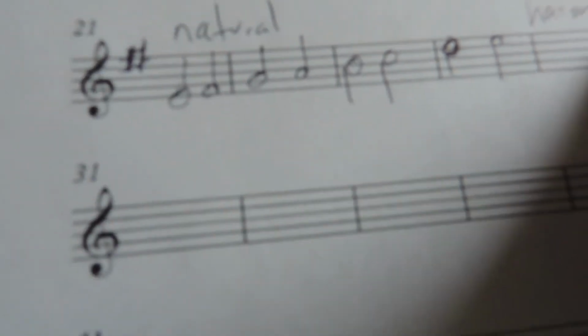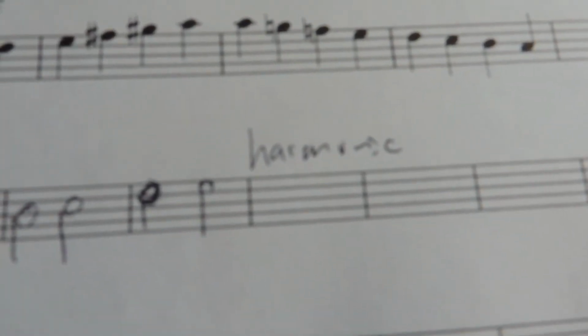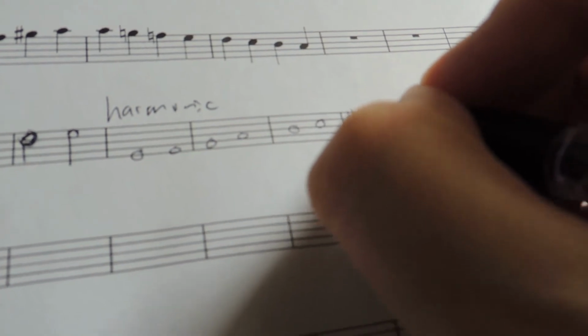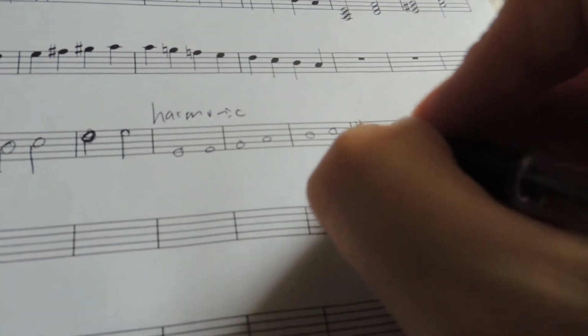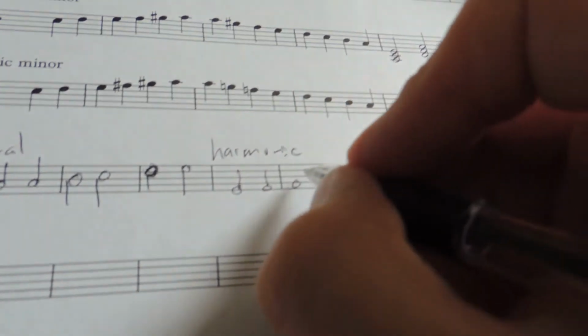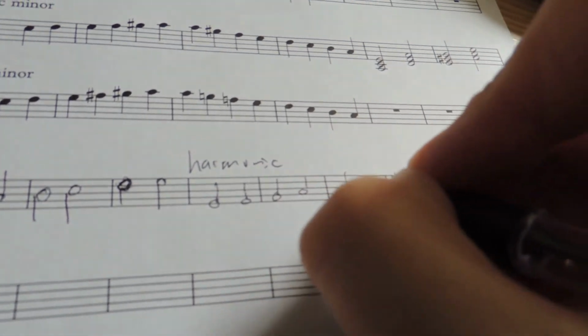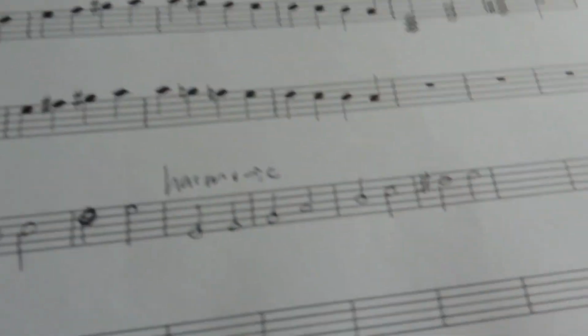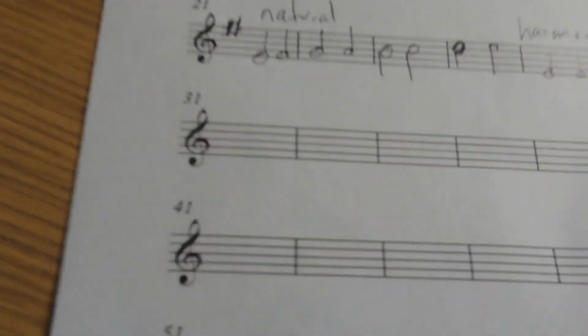Say we want to do harmonic. I've written harmonic here. So we go E, F sharp, G, A, B, C, D sharp, E, right? D sharp is the 7th. Okay, there's harmonic. Let's do one more, melodic.